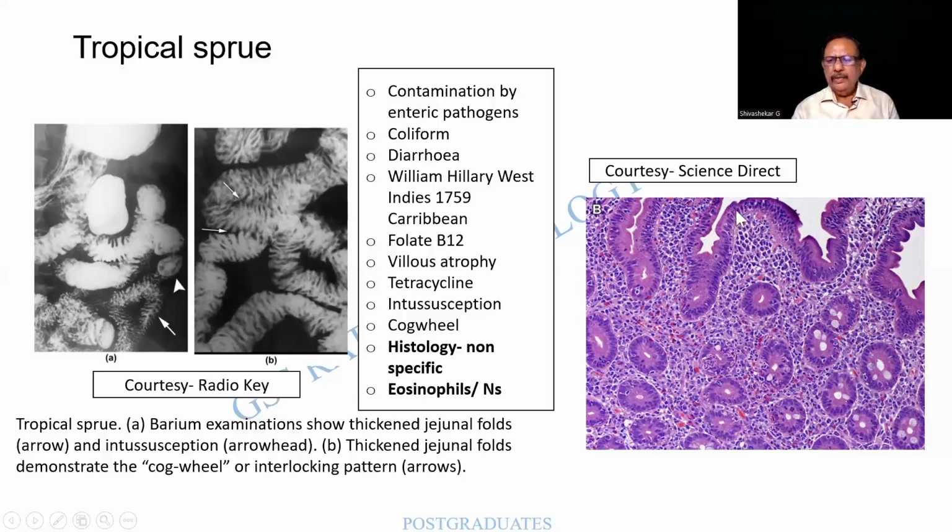Here again, I am finding that there is a blunting of the villi, there is a widening of the lamina propria. Crypts, of course, do not change, but the ratio of the villi to the crypt gets changed.